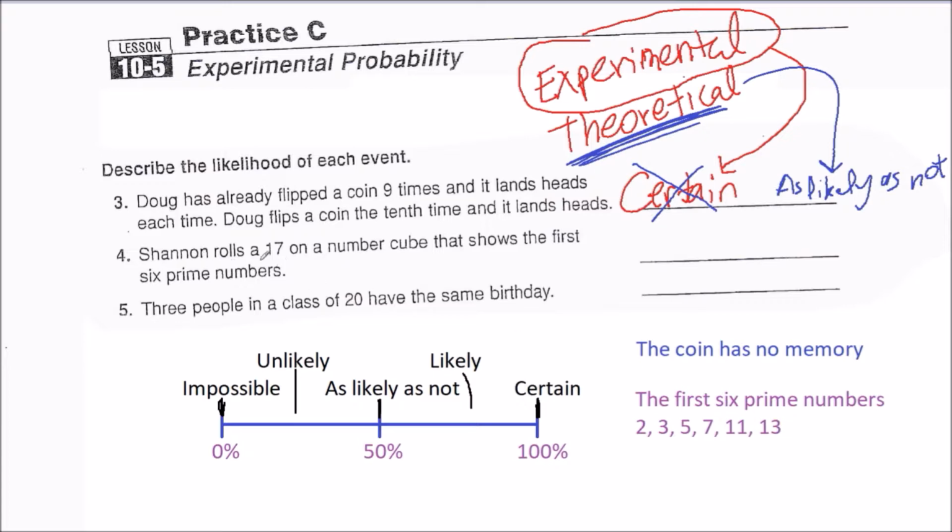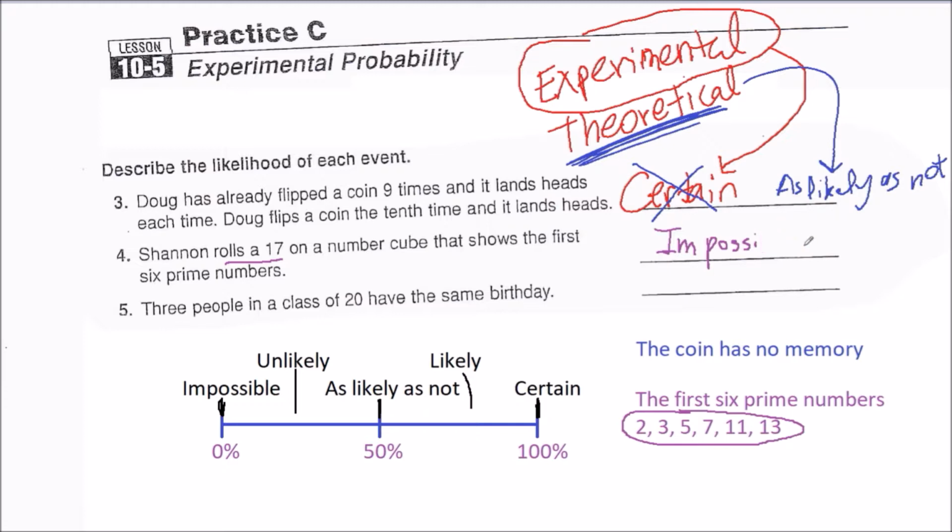So we want to roll a 17 on a number cube that shows these 6 numbers. So I look at that and I go, this would be my sample space. There is no 17 in the sample space, which means 17 cannot happen. Alright, so for this one, which of these words do we want to use here? This would be impossible. If you've got the first 6 prime numbers, 17 is not amongst the first 6 prime numbers.